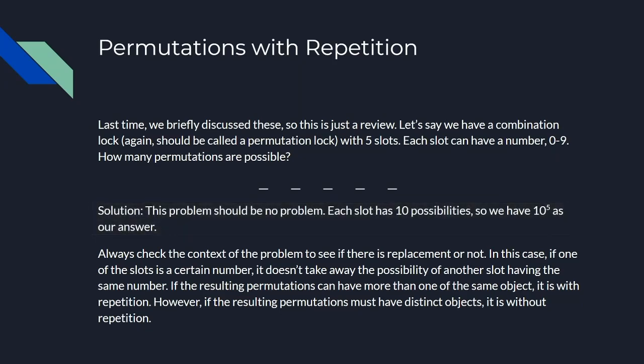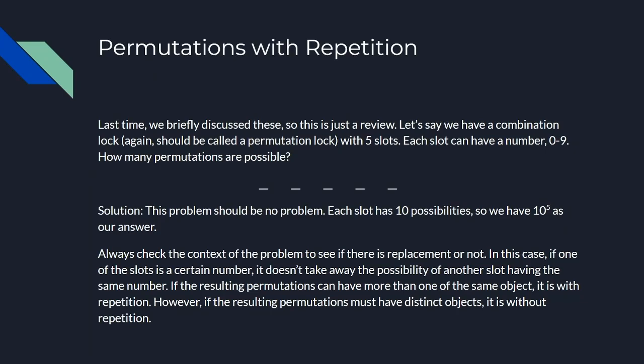Okay, so this problem should be fairly straightforward. Each slot can have a number from 0 to 9, so those are 10 possibilities per slot. So we have 10 to the 5th as our answer. And you should always check the context of the problem to see if there's replacement or not.